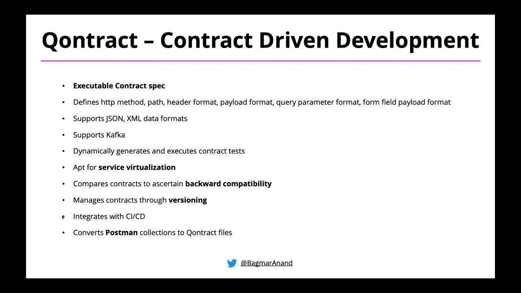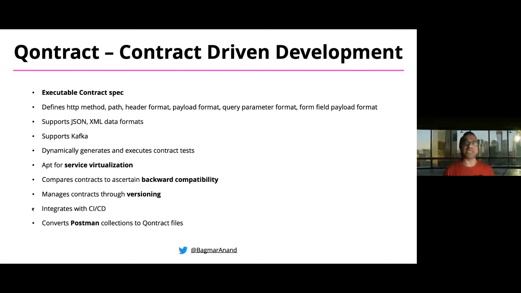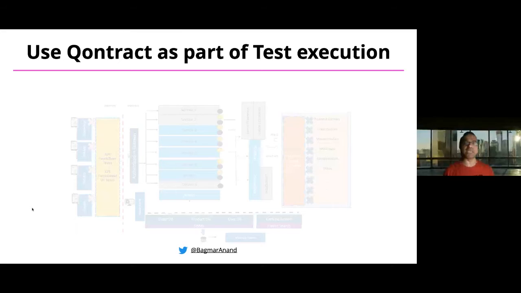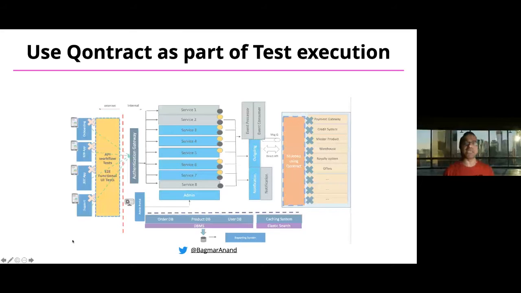But as part of this end-to-end conversation or test automation conversation that we have, Contract plays a very interesting role over here. We will use Contract as part of our test execution itself in a test environment. And for that, what would happen is on the left hand side, we already had seen this, where our API workflow tests or the functional tests are going to simulate the user actions. On the right hand side, you will see the external systems, they are stubbed out using Contract, which is an intelligent virtualization tool in this particular use case.